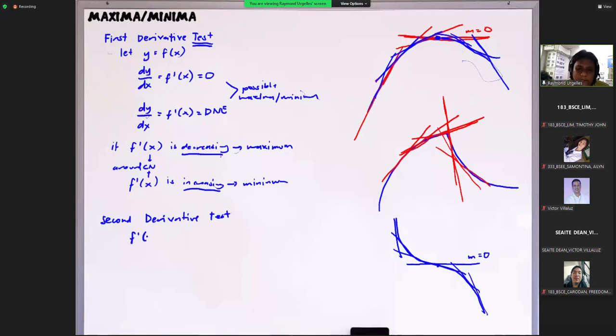So second derivative test: if f prime of x, so this is the critical number, isa-substitute lang natin dyan, no? So pag decreasing, that should be negative, diba? So therefore, if this is less than 0, then we have a relative maximum. Okay? So pag yung f double prime of x naman natin, where this is the critical number, is greater than 0, then we have a relative minimum.